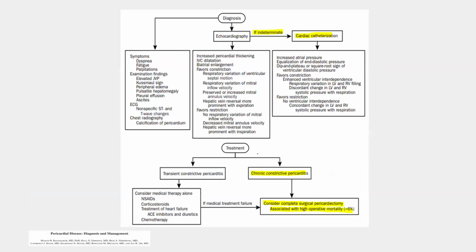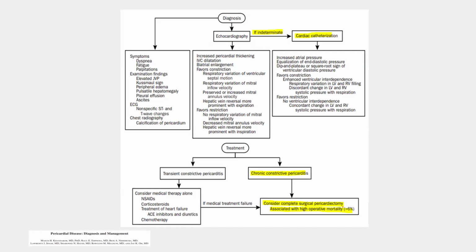Okay يا شباب؟ طيب. يبقى what is our diagnostic algorithm of constriction? If you look here, the diagnosis by echo, in the vast majority of cases, if echo fails to settle the diagnosis, you may go for cardiac cath. But if echo settle the diagnosis, then you start treatment. And the treatment for chronic constrictive pericarditis is complete surgical pericardial stripping.